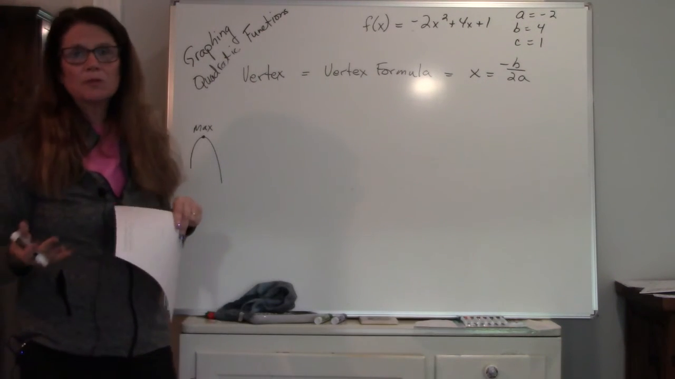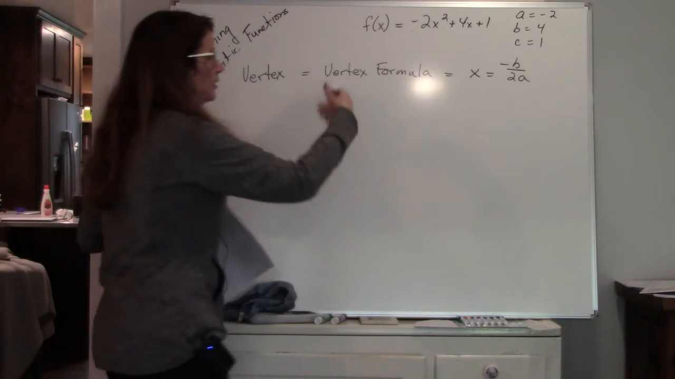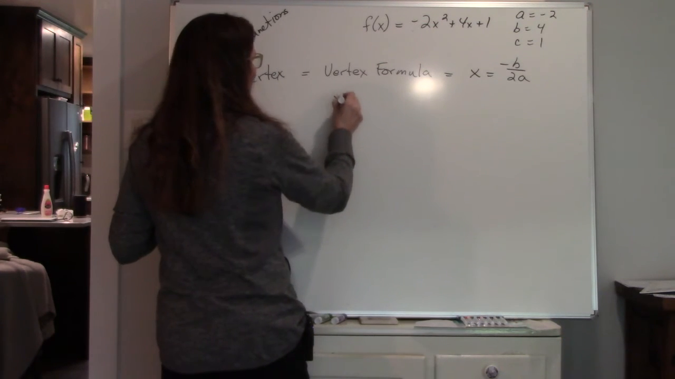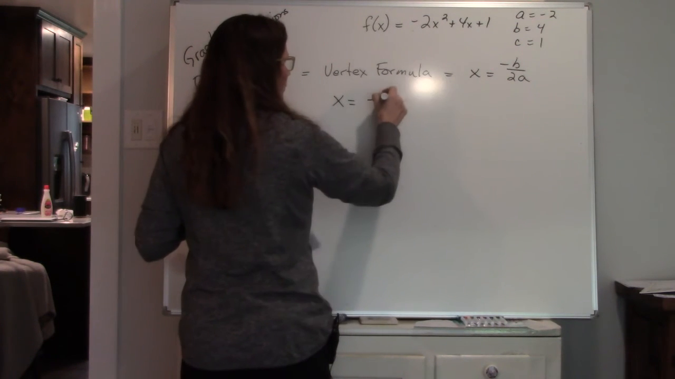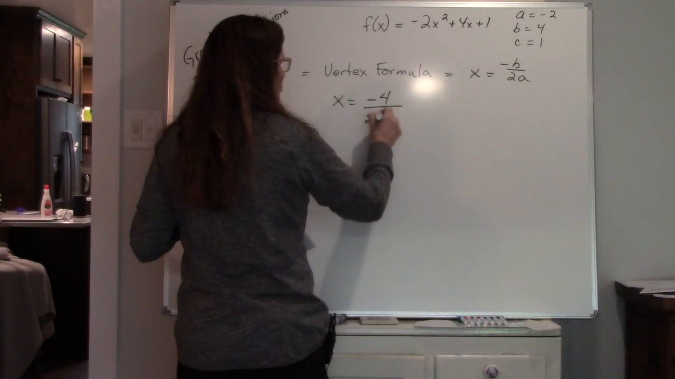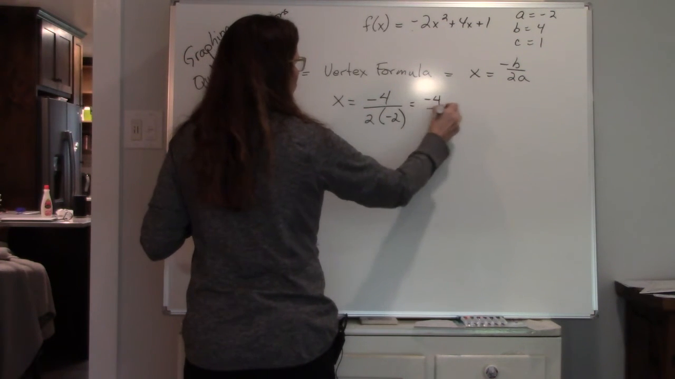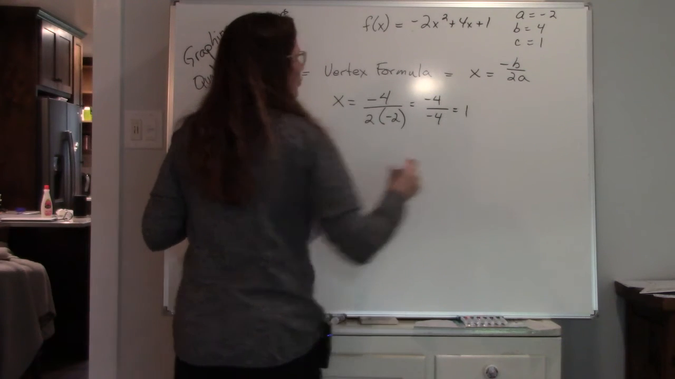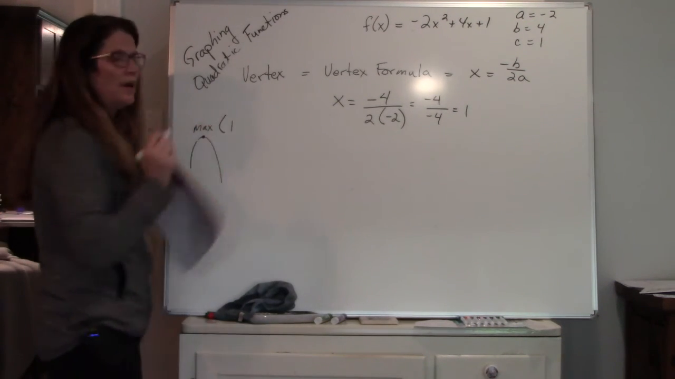So with the vertex formula, all I need to do is find a and b, because I have negative b over 2a. So my x value of the vertex, negative b, so negative 4 over 2 times a, and a is negative 2. So I have negative 4 over negative 4. So the x value of my vertex is 1.